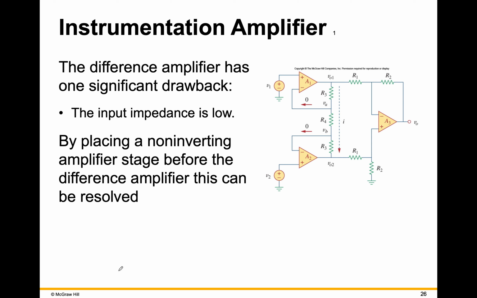So what people do is they trick the system by putting a non-inverting amplifier before the difference amplifier. So what that means is you can still maintain your infinite, or very large, input impedance and yet still get a difference amplifier. As I said, these last two circuits are a little bit beyond the scope of this course.